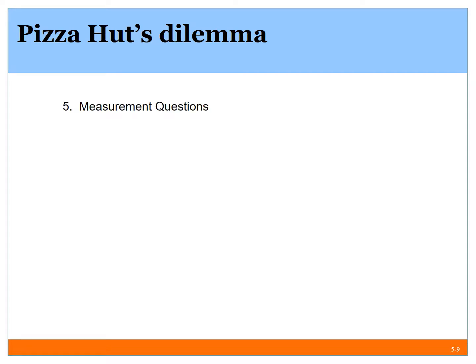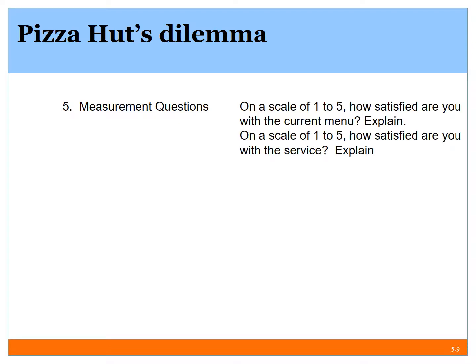So how do we measure those things? So, for example, with the menu, on a scale of 1 to 5, how satisfied are you with the current menu? Explain. On a scale of 1 to 5, how satisfied are you with the service? Explain. And by the answers that we receive there, we might gain excellent insight on whether we have a menu problem or we have a service problem at a particular location.